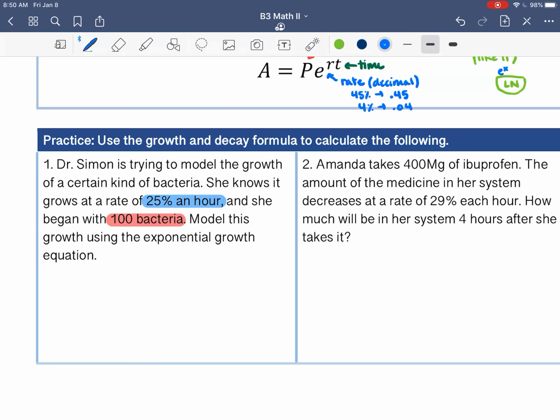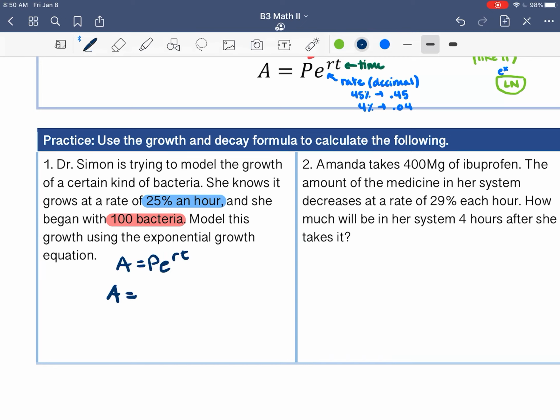In this problem, we do not have a time. What we're trying to do here is just model the growth of this bacteria, not get a specific answer. We don't know how long she's wanting. She's not asking us how many bacteria will there be after 3 hours. She just wants a formula that you can plug any time into and get the number of bacteria that exist then, which is great. So we don't have to plug anything in this one.